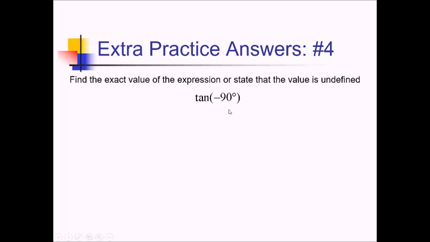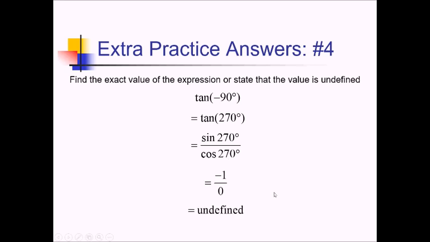On this one, we want tan of negative 90, which you could also think of as tan of 270. So this is really sine of 270 over cosine of 270. Sine of 270, that's going to be negative 1 because it's the y value at the bottom of the unit circle. Cosine of 270 is going to be 0 down there. So we have negative 1 over 0, which is undefined.